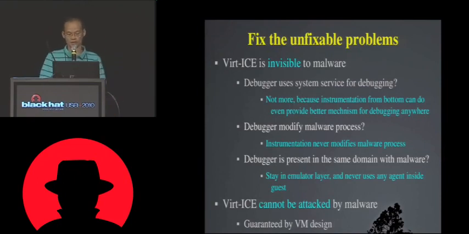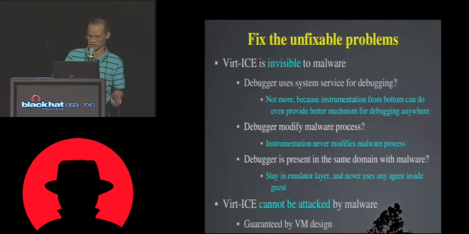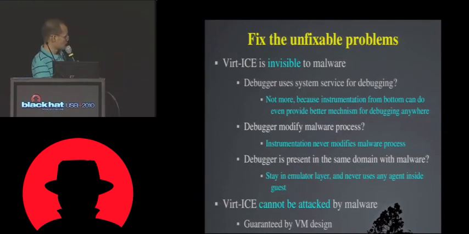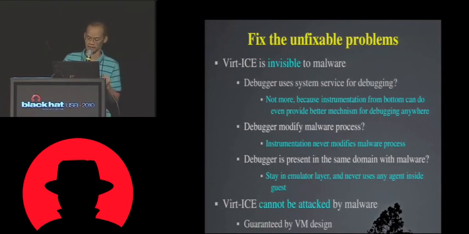And finally, the normal debugger stays in the same domain as the malware, but VirtICE stays outside in the lower layer. We never use any agent inside the guest. We don't need any help from the guest. We need zero help, so we stay completely outside. So we are completely invisible. And finally, VirtICE cannot be attacked by malware because it stays at the lower layer, and malware cannot attack to the outside. That's guaranteed by the virtual machine design.